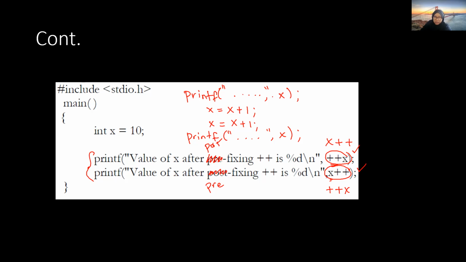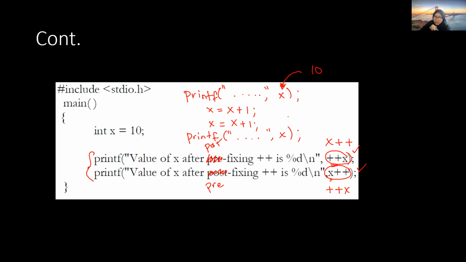Now, printf x was the value of x right here, 10. So the first output is going to be 10, because that is the initial value of x. Now, after 10, it will be increased by 1, which is 11. And then after that, it will be increased by another 1, which is 12.